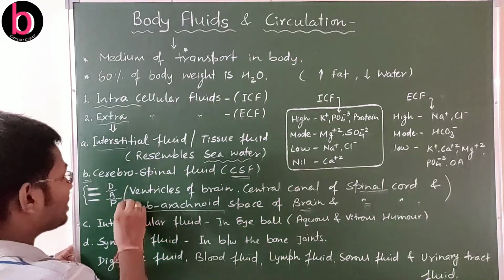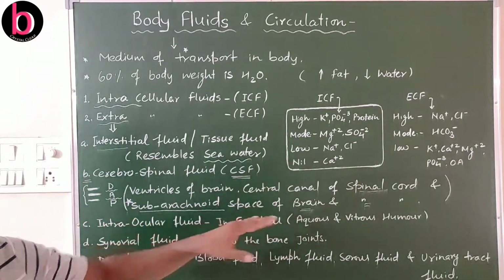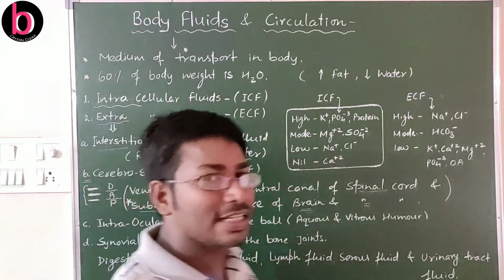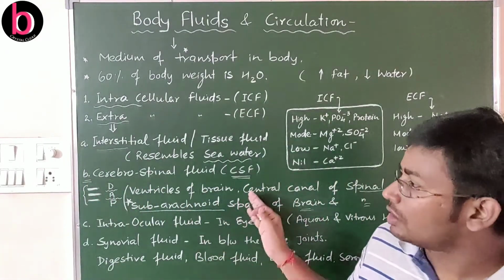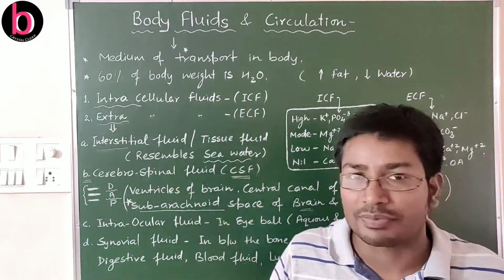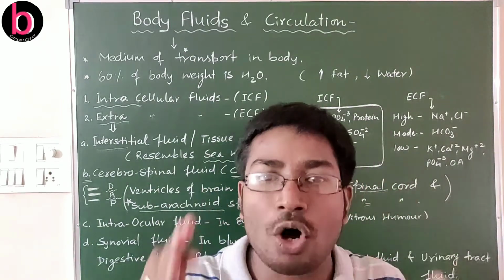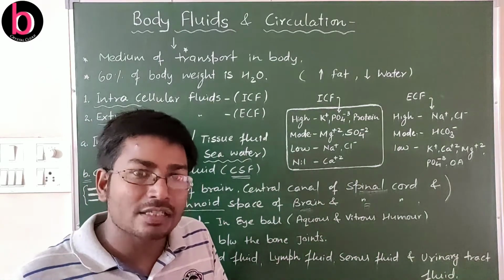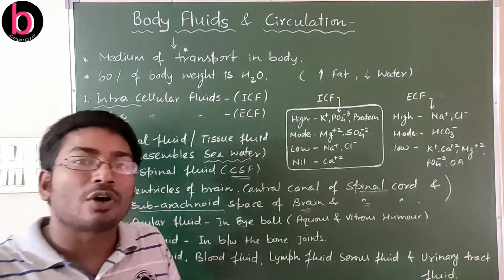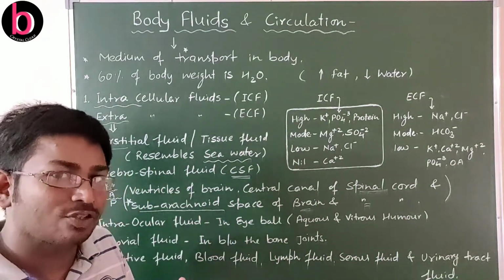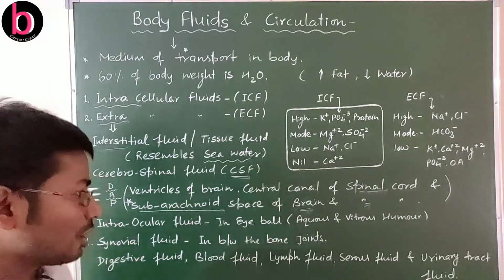So here this is subarachnoid space of CNS, that is brain and spinal cord, which is filled with CSF. What is the role of CSF? This is functioning as a shock absorber. This protects the central nervous system from any kind of injury. So better to say shock absorber.